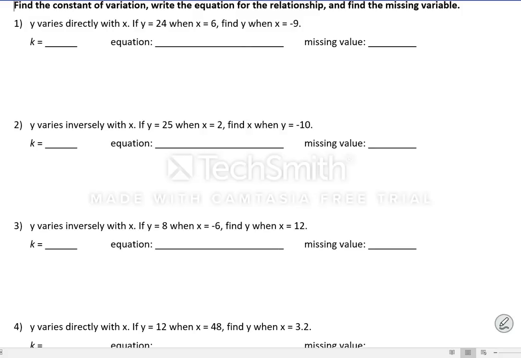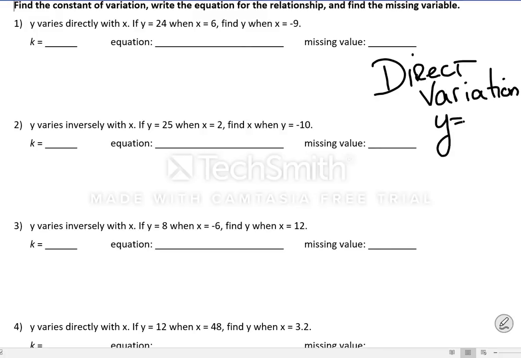Okay, so before we do anything, we have to understand what's actually happening. So, direct and inverse variation problems. There's a specific equation to use for each type of variation. We have what we call direct variation. The equation is going to look like this: y equals kx. That actually looks like y equals mx plus b, just without the b.